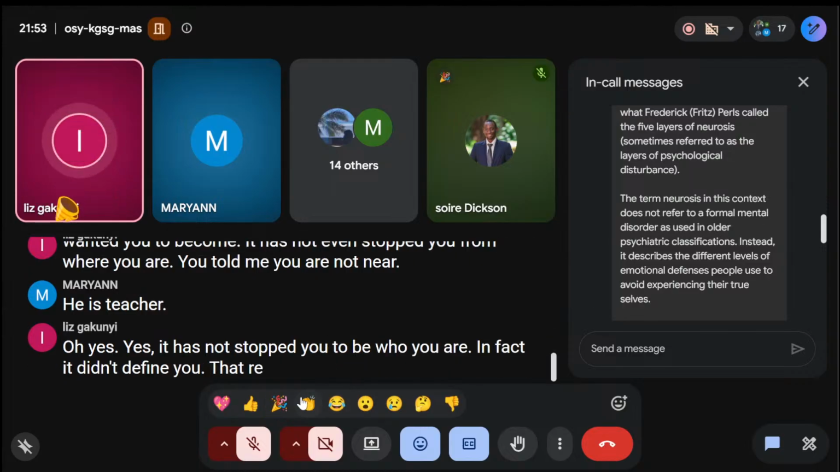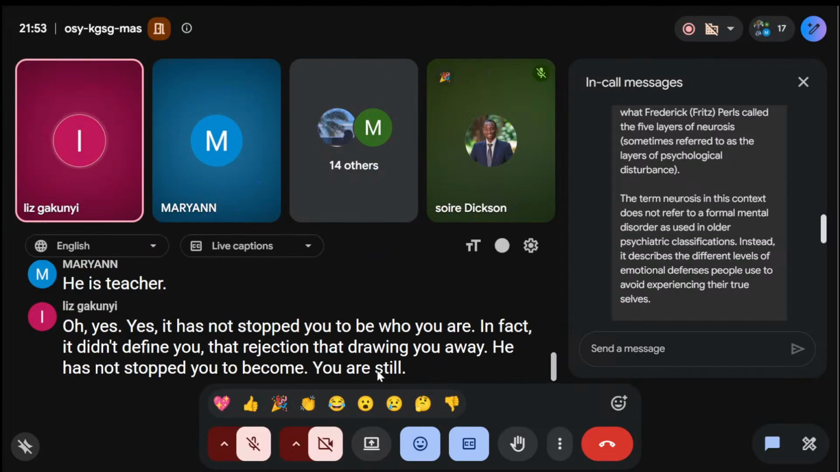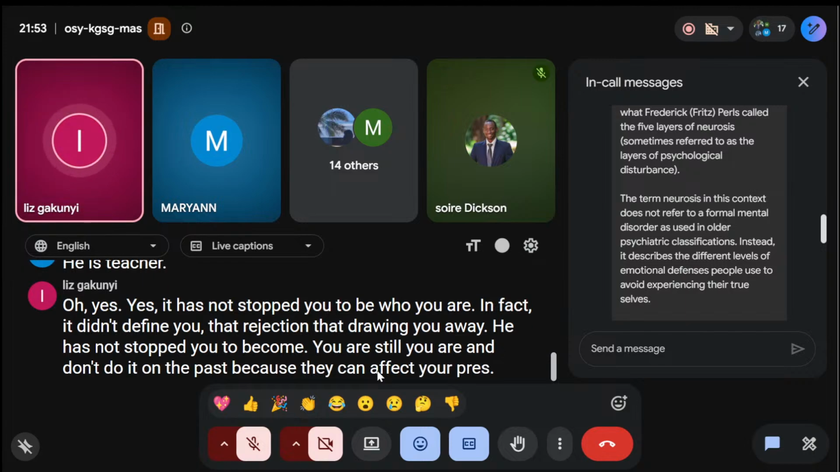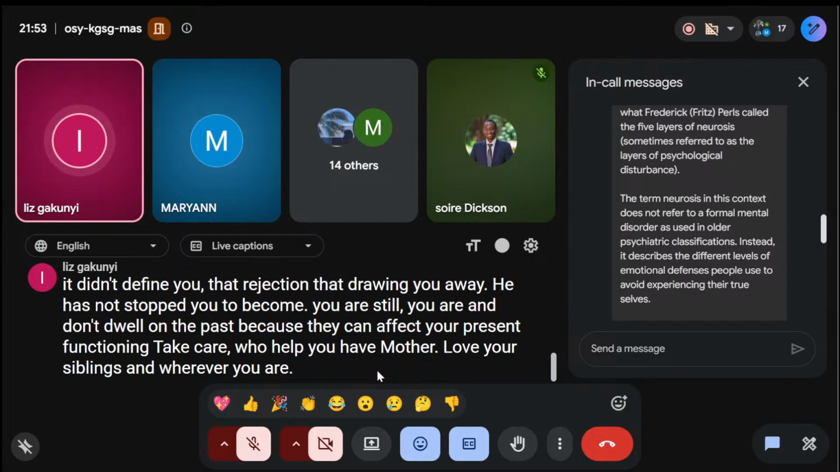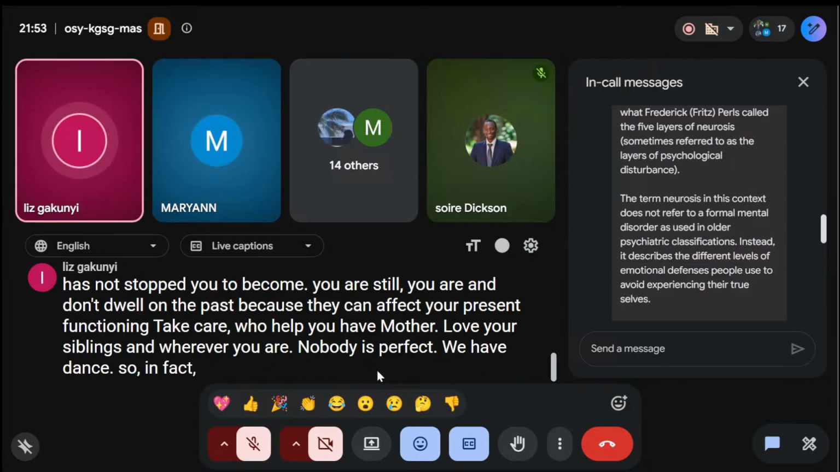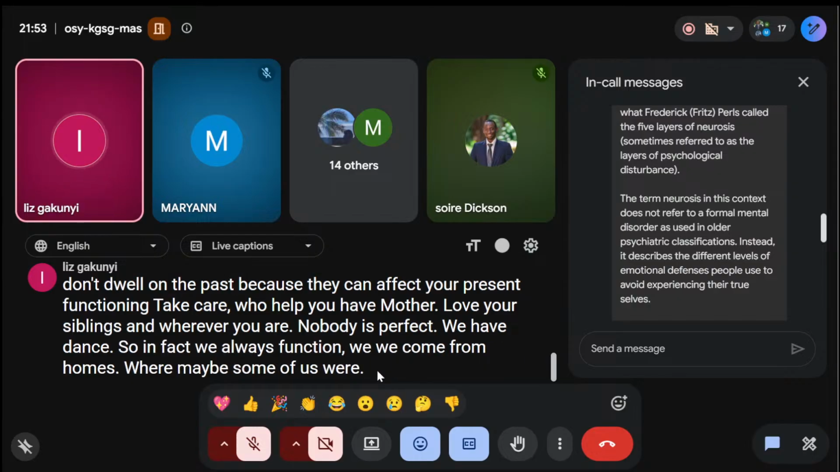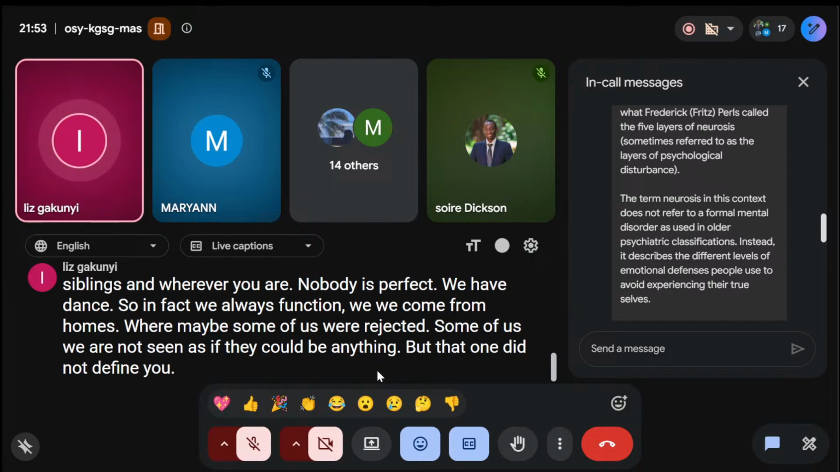That rejection, that drawing away, has not stopped you from becoming. You are still who you are. And don't dwell on the past because it can affect your present functioning. Take care, help your mother, love your siblings, and wherever you are. Nobody is perfect. We have dents. In fact, we are all dysfunctional. We come from homes where maybe some of us were rejected. Some of us were not seen as if we could be anything. But that did not define you. You defined yourself in a different way.